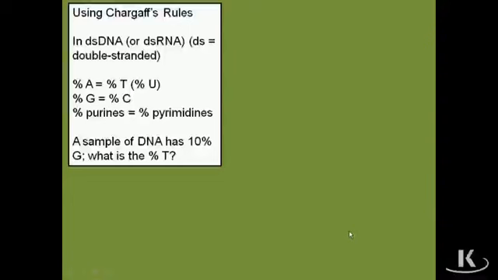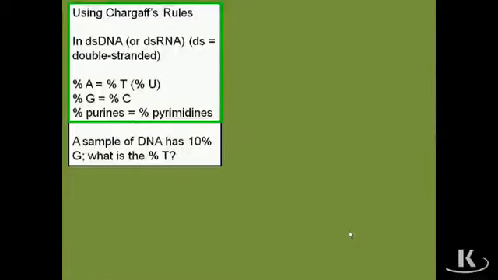So how would this be applied to a test question? Because that's what we're after, right? Well, using Chargaff's rules, you can be asked to figure out what percentage of one nitrogen base is present if you're given the percentage of another nitrogen base. Let's look at this example. If we're given a sample of DNA which has 10% G's, how could we calculate the percentage of T's?